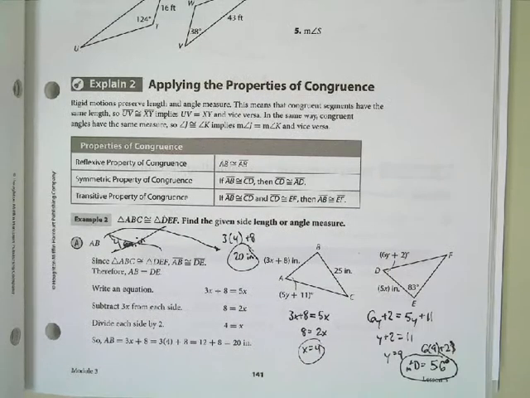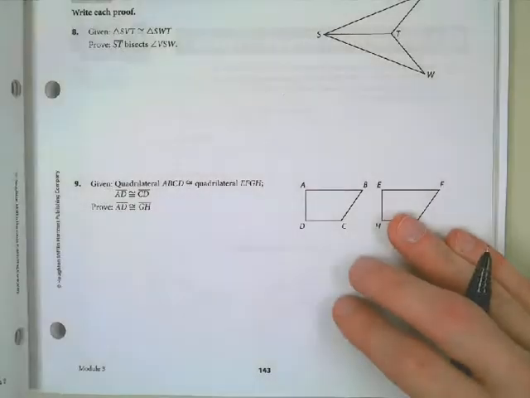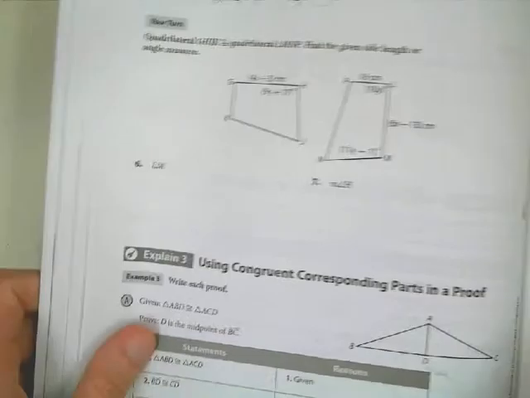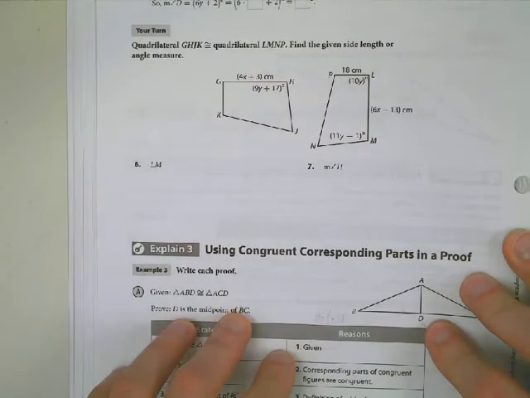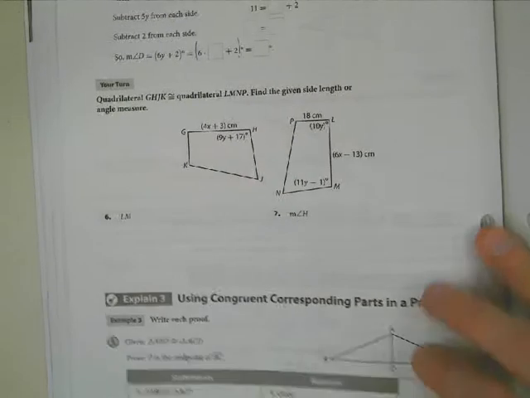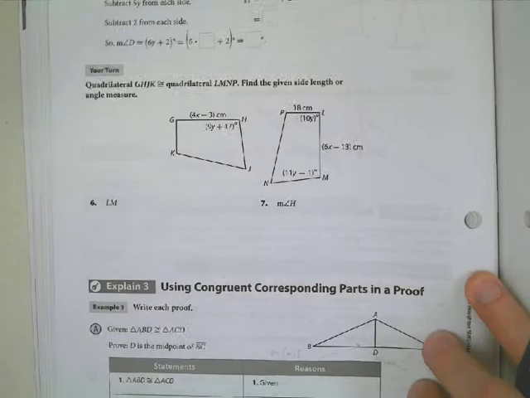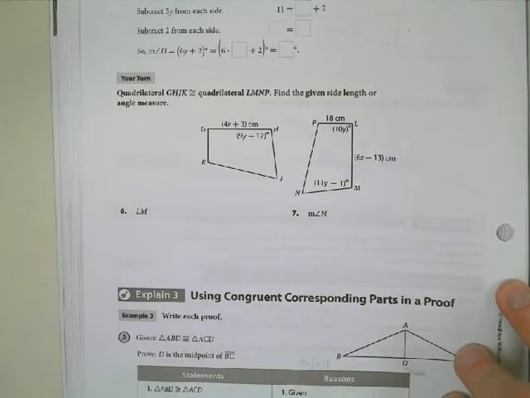Okay? All right, so this one I do want to make sure you're okay with, so let's have you guys go ahead here and try number 6 and 7 for the your turn there. Okay? Give those a shot. Just to make sure you've got those okay.